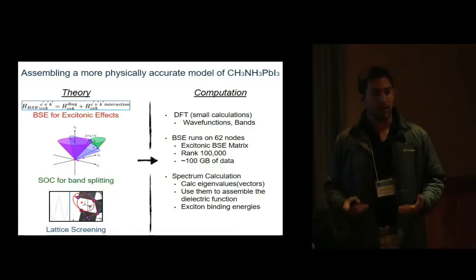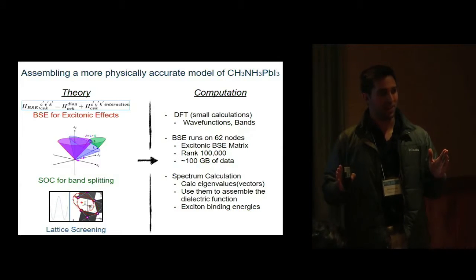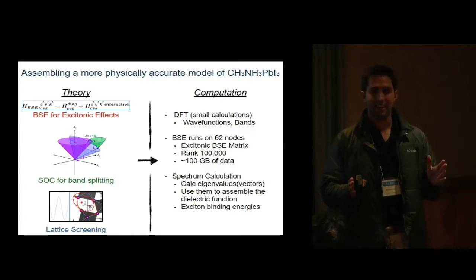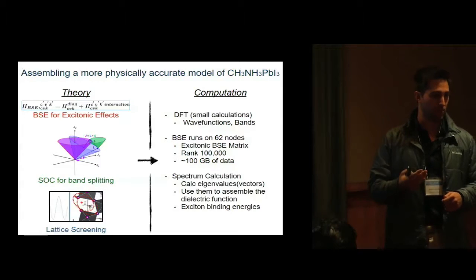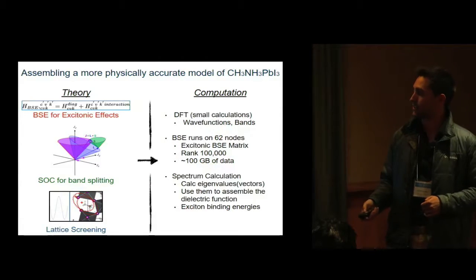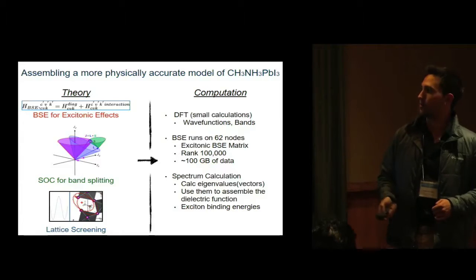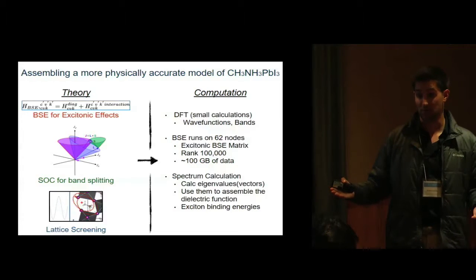Then finally, we want to get observables. So we have this giant matrix, not a very convenient object to move around. So what we want to do is basically take this and manipulate it and get the observables out. So what we need to do, as I said before, is get the spectrum and the exciton binding energies. So this is our three-step approach, our workflow, to how we actually perform these calculations.